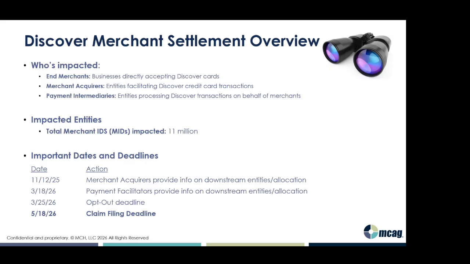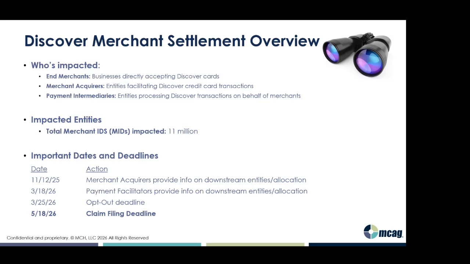The settlement breaks down class members into three separate categories. Those are end merchants, and this includes businesses directly accepting Discover cards. So this would be the colleges and universities that are members of the coalition would be end merchants. It also includes merchant acquirers. This category covers entities facilitating Discover credit card transactions. And then last but not least is payment intermediaries. This category includes entities processing Discover card transactions on behalf of merchants.